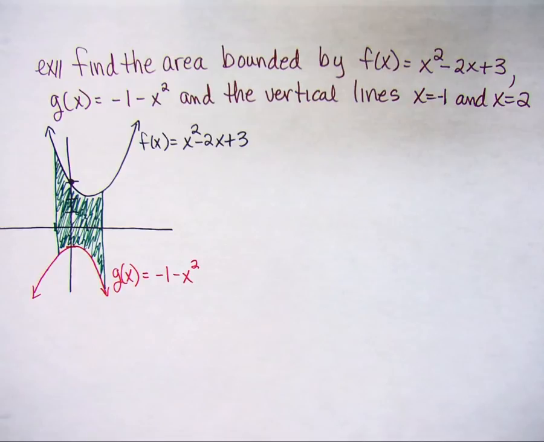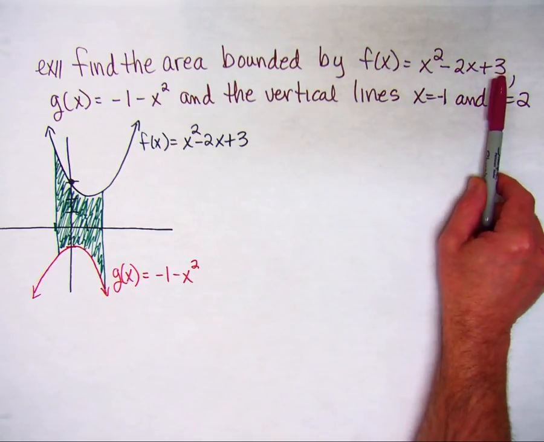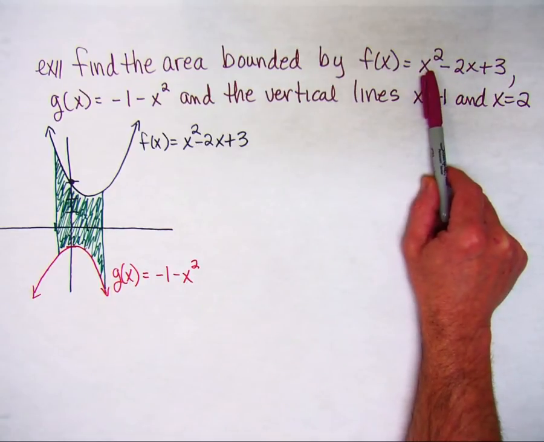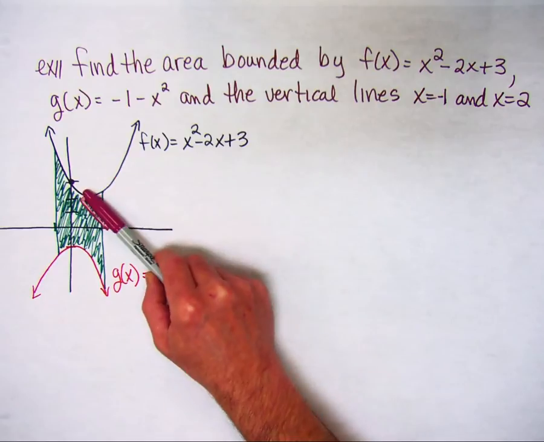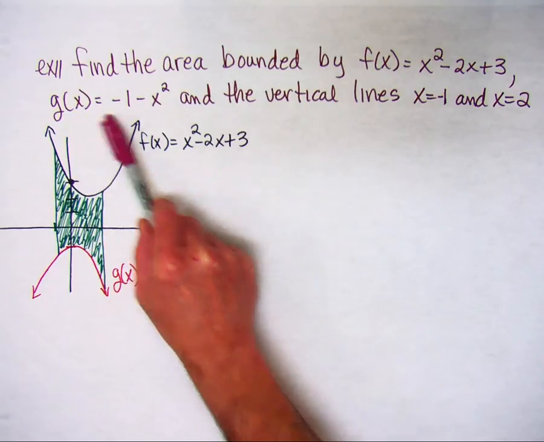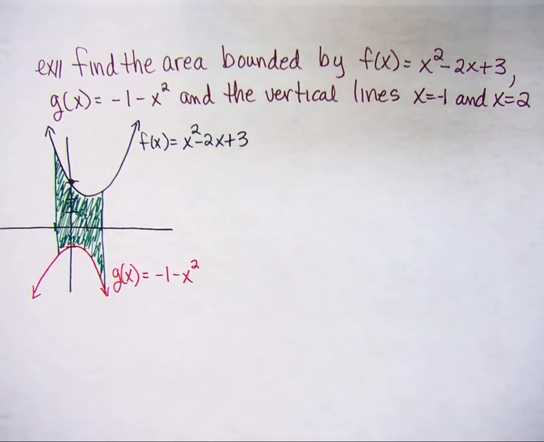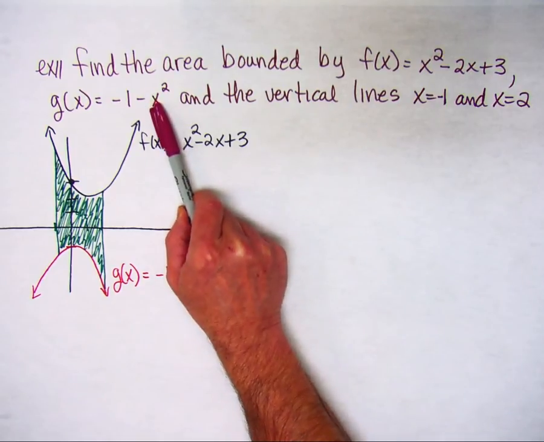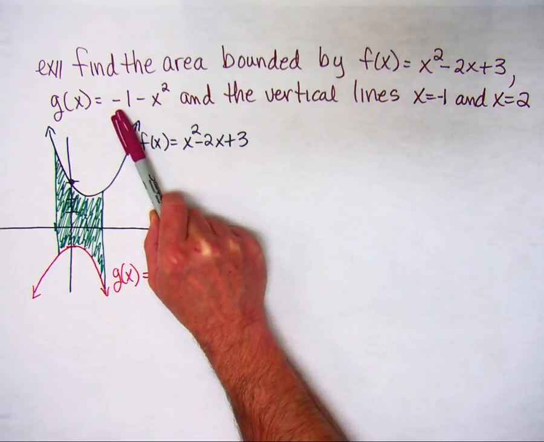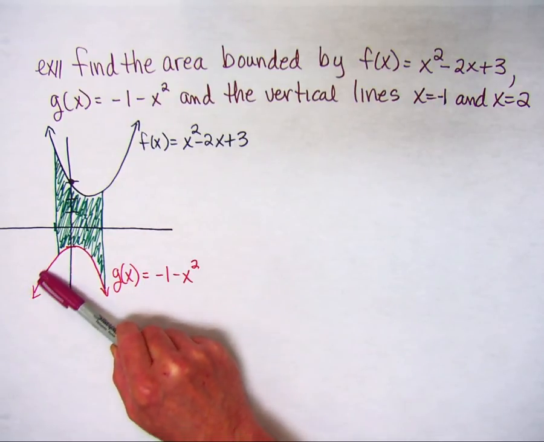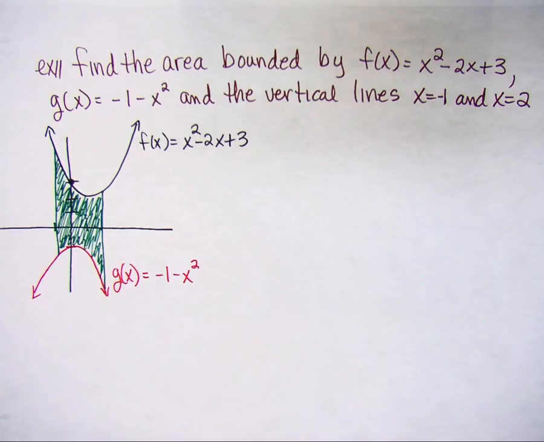In this example, we're being asked to find the area bounded by the function f of x equals x squared minus 2x plus 3. Now that's a quadratic function, has a y-intercept of 3, and is opening up. So I've drawn a sketch of what that function would approximately look like. The function g of x, which is negative 1 subtract x squared, that's also a quadratic function with a negative leading coefficient, so it's opening downward and has a y-intercept of negative 1. So I've drawn, again, a rough sketch of what that parabola would look like.